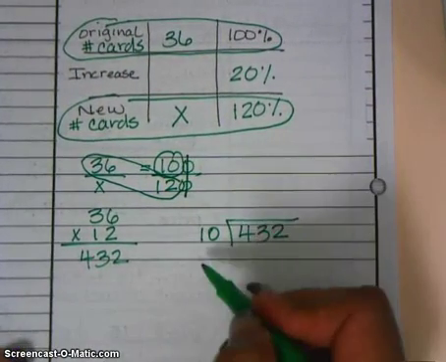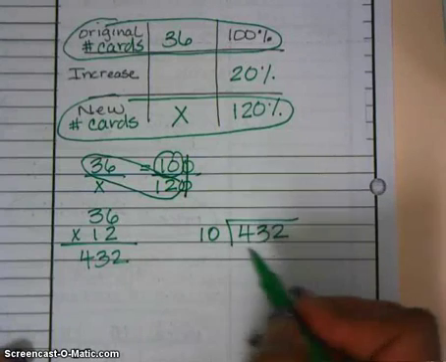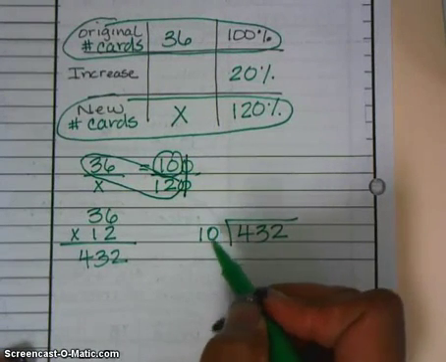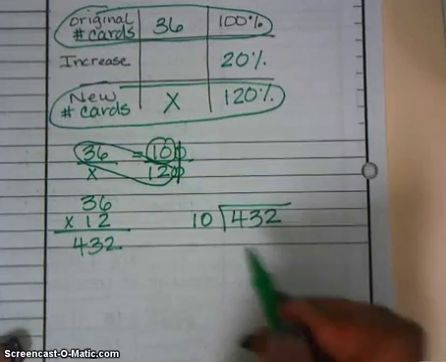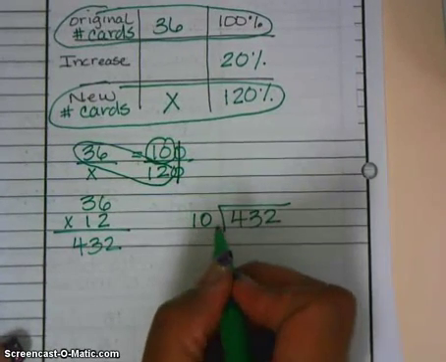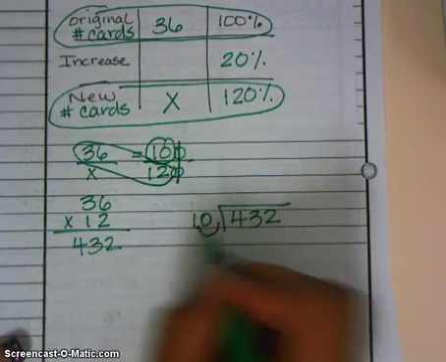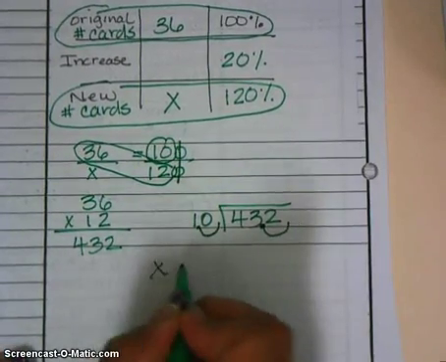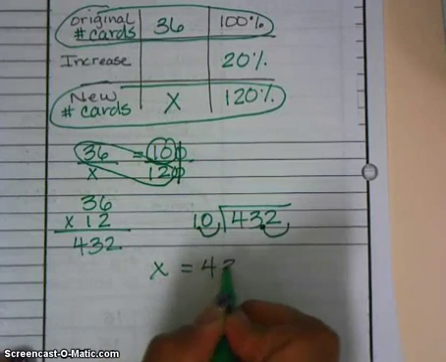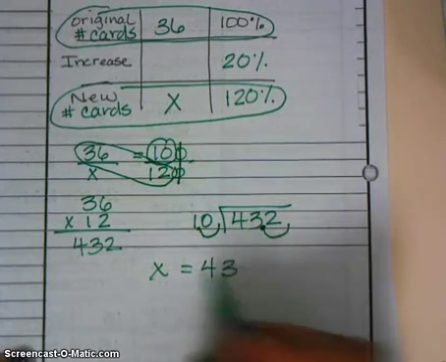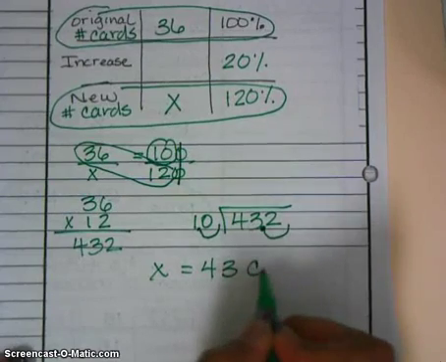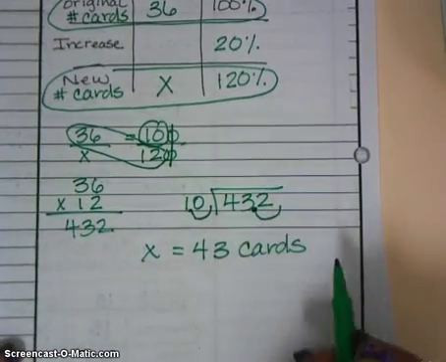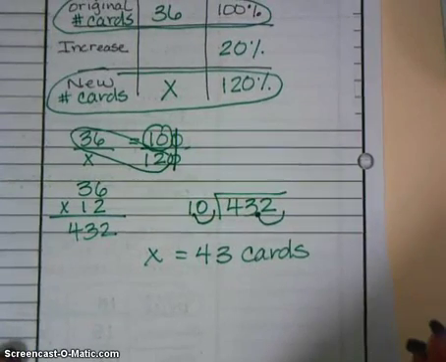Now remember, yesterday, or I should say on Wednesday, we looked at dividing by 100. When we divide by 100, my decimal moves 2 places. The same thing works for 10. If we're dividing by 10, my decimal is going to move only 1 place to the left, and then I'm going to have my answer. So my X is going to equal 43, about 43 cards. We're talking about cards, and he can't have a fraction of a card, so it's going to be 43 cards.